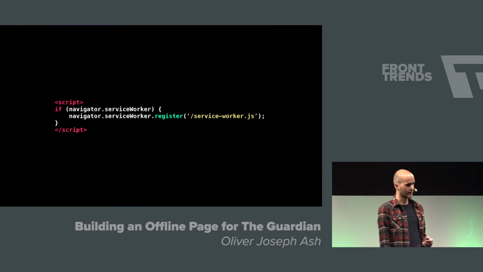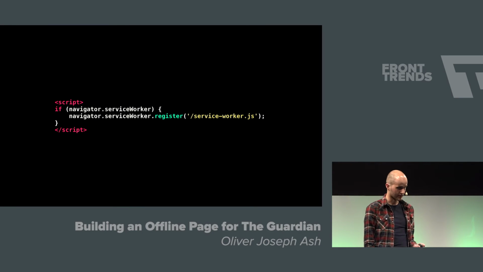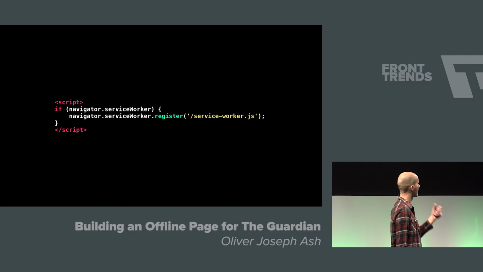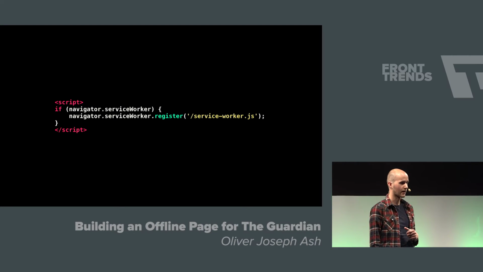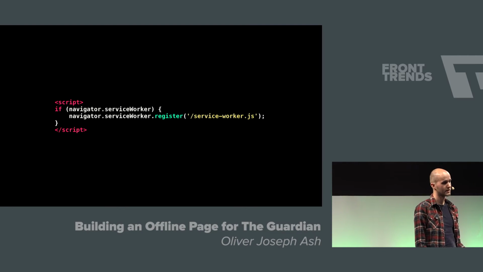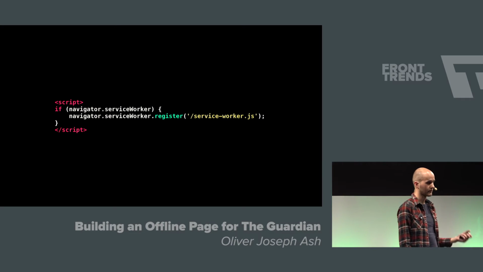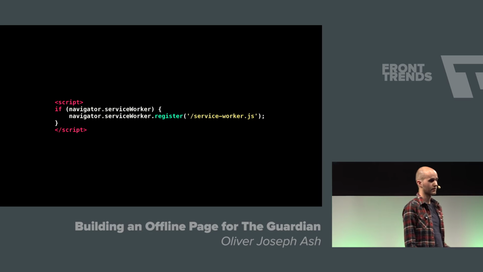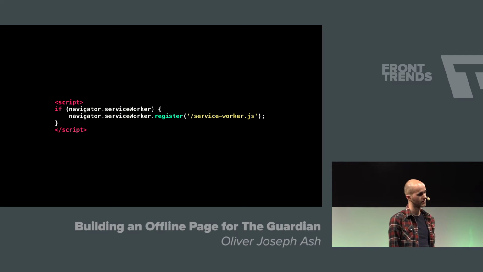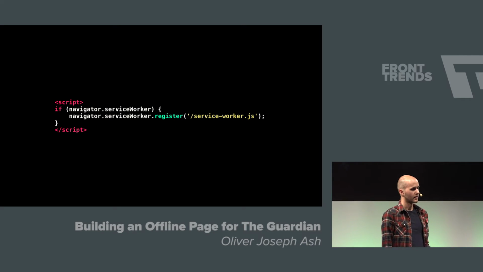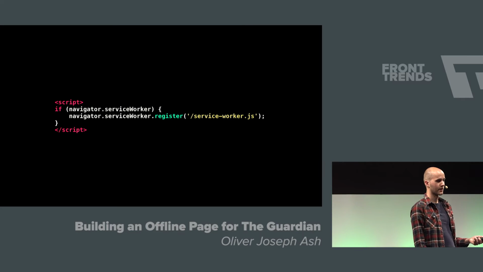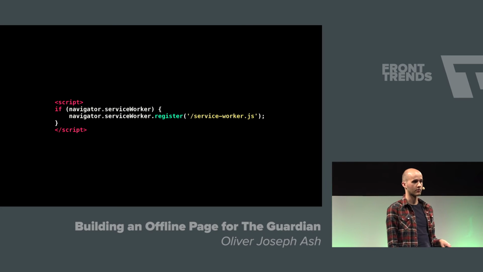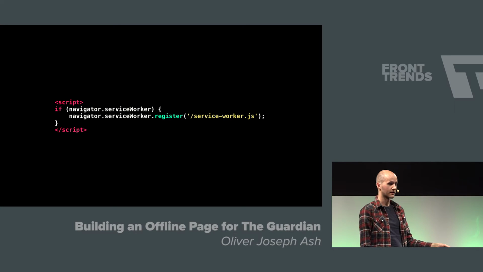So the first step, as I said, was creating and registering a service worker. So here we just do, if the service worker is supported, then we'll register a service worker. So just imagine we've created an empty file at the root of our website called service-worker.js. So if you serve this HTML, the next visit to your website will be routed through the service worker.